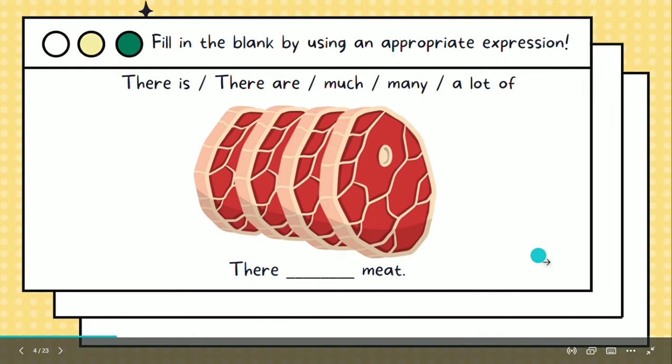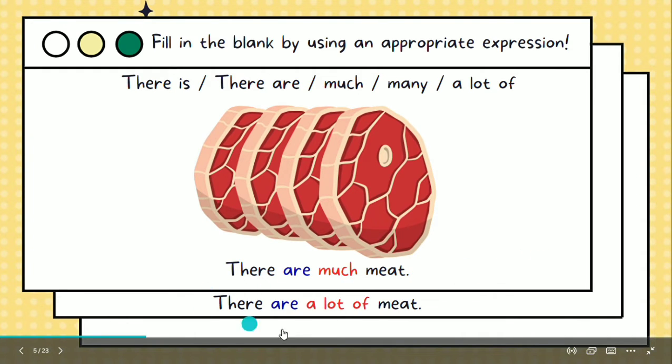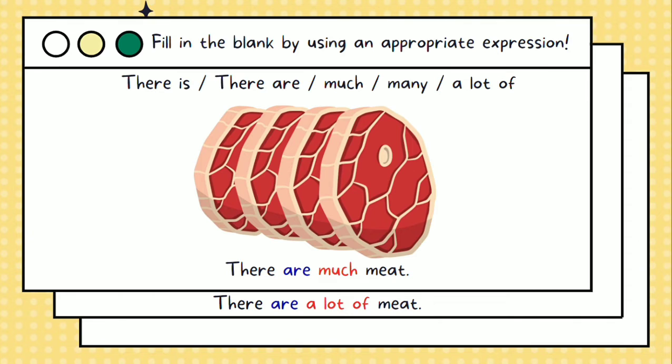Alright, let's check. There is much meat, or we can also say there is a lot of meat. Why? Because meat is uncountable, and we cannot say meat with s. If the noun is uncountable, we use much, while if the noun is countable, we use many.